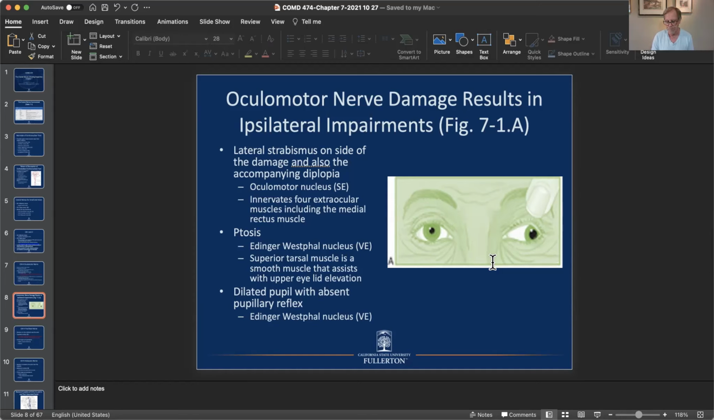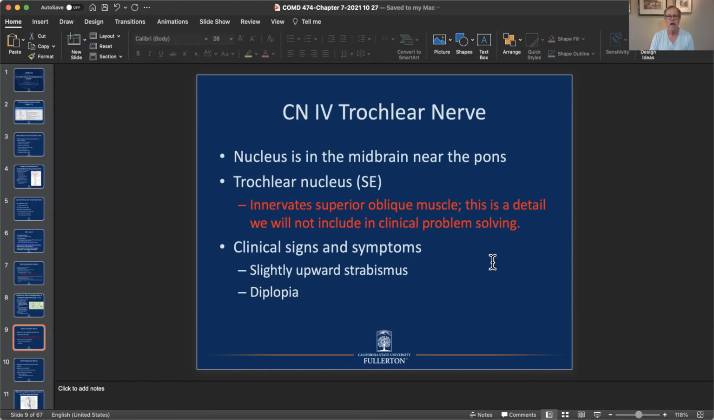All right, the fourth cranial nerve, trochlear, has its nucleus in the midbrain also. It's relatively close to the pons. It innervates the superior oblique muscle. Note that that is in red. You're not responsible for it. And the clinical signs and symptoms are a slight upward strabismus and a diplopia. I should put slight upward strabismus in red too, because honestly, I'm not going to ask you that one.